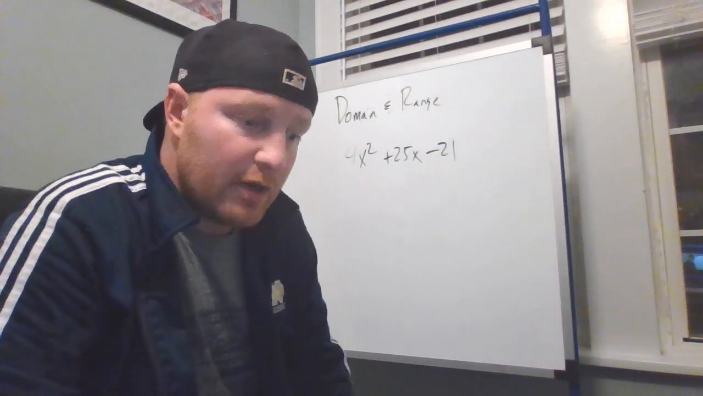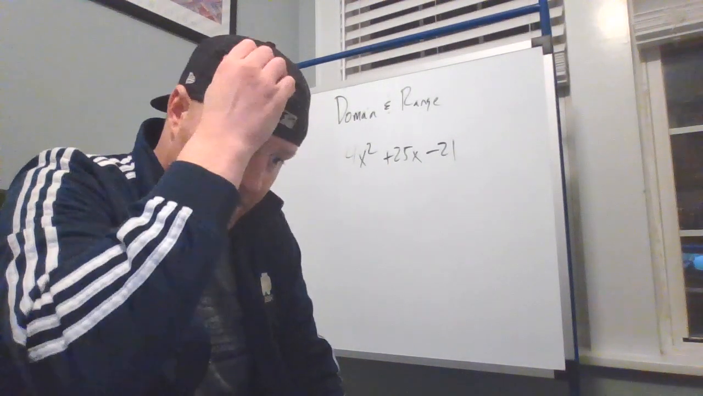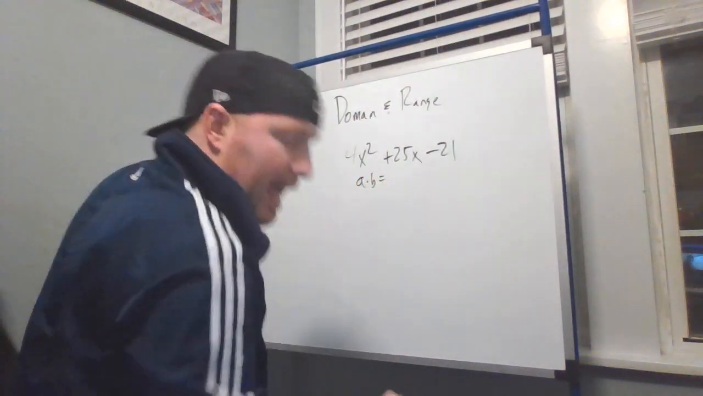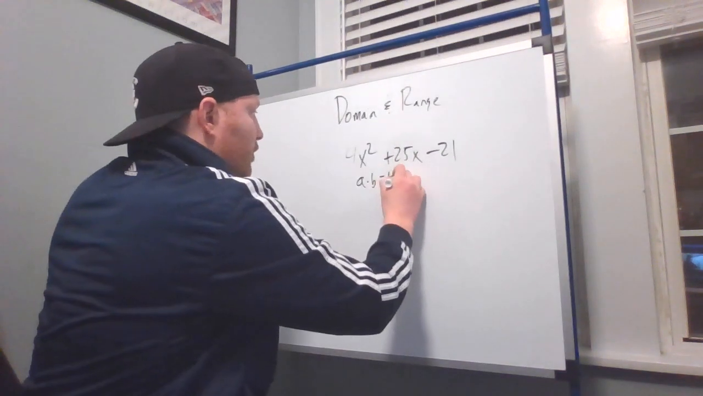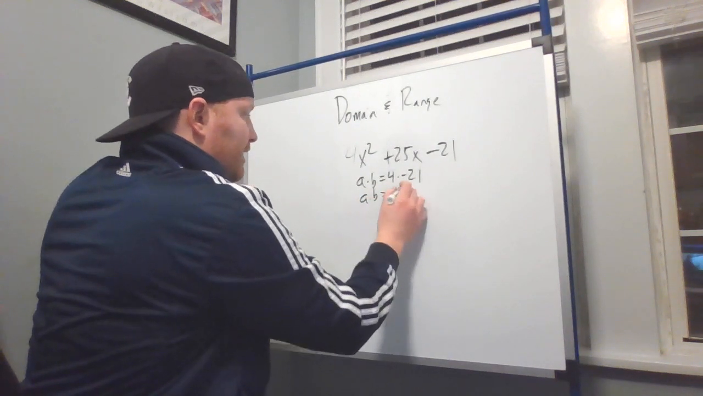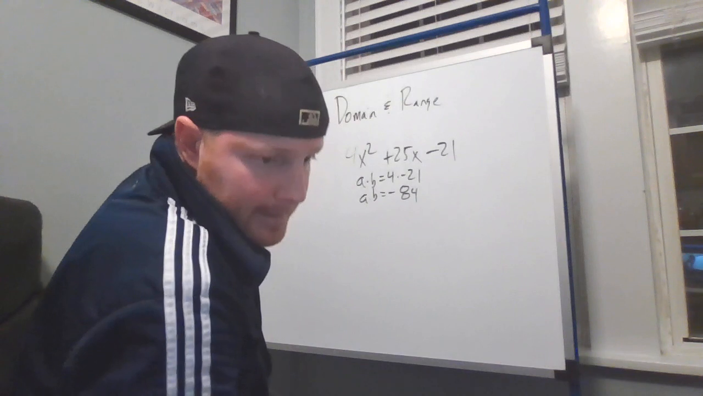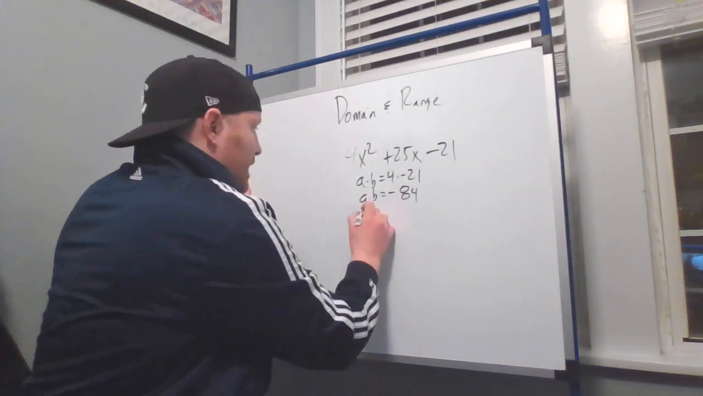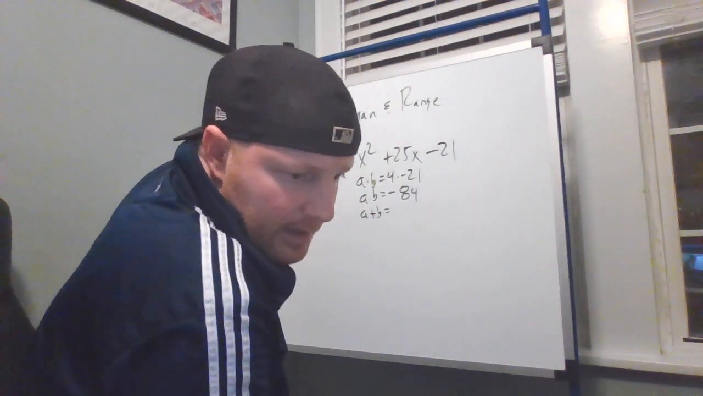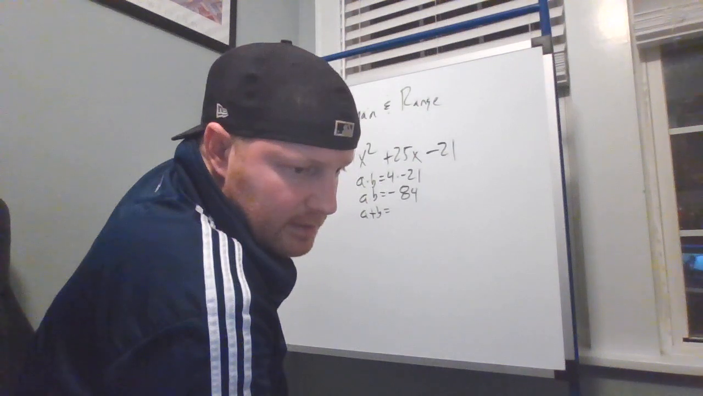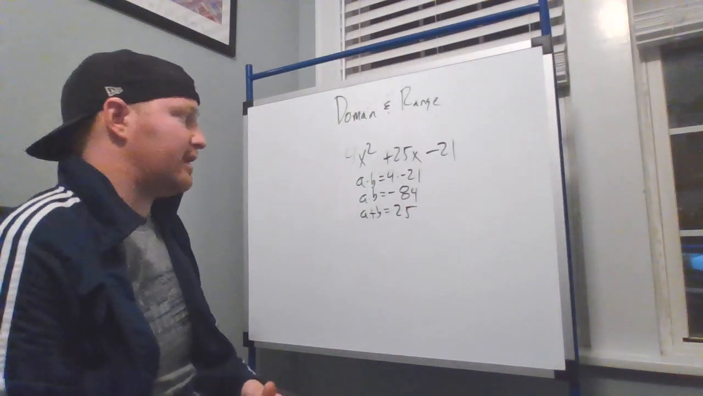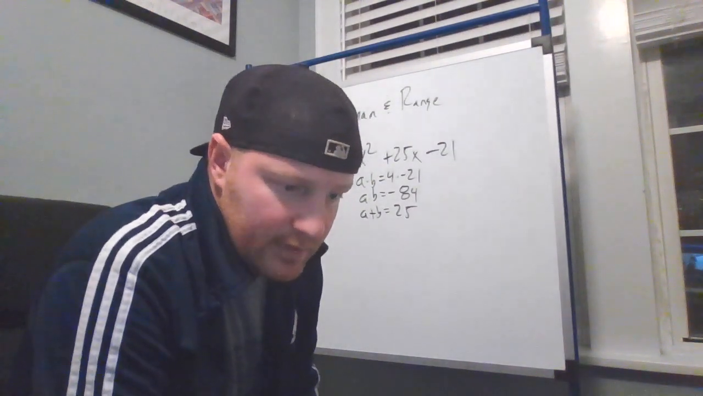So if I got this example, the way I want to think about this is my A times my B has to be equal to my 4 times my negative 21, which happens to be negative 84. Okay? I also know that my A plus my B has to be equal to this number right here, the 25. So that takes care of that.